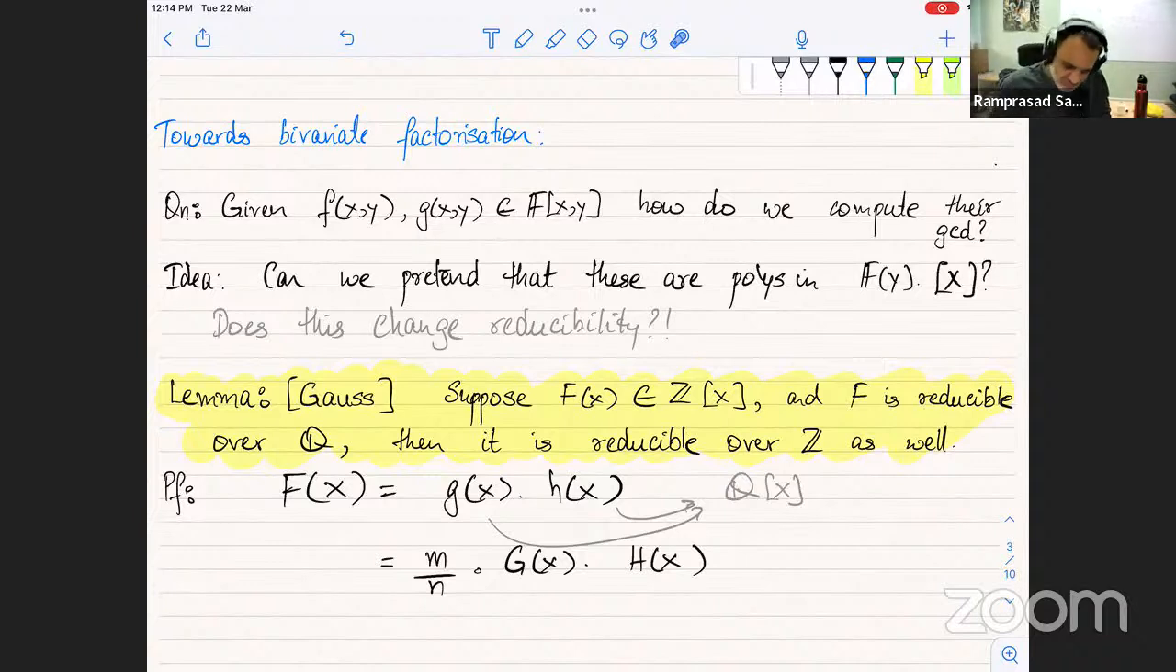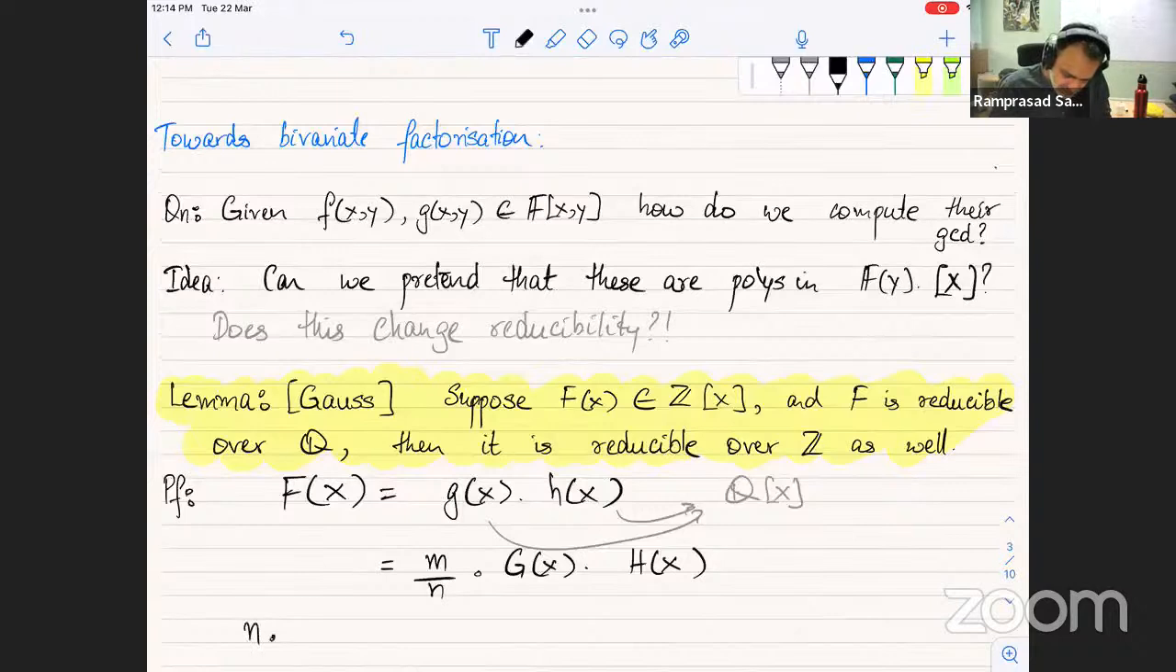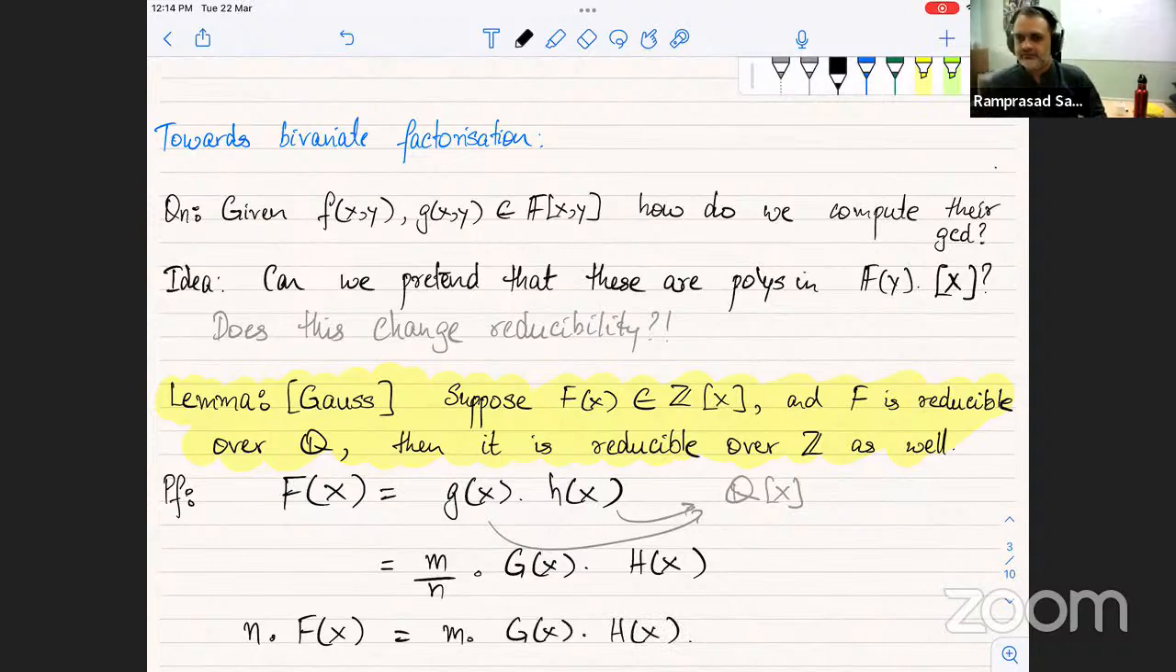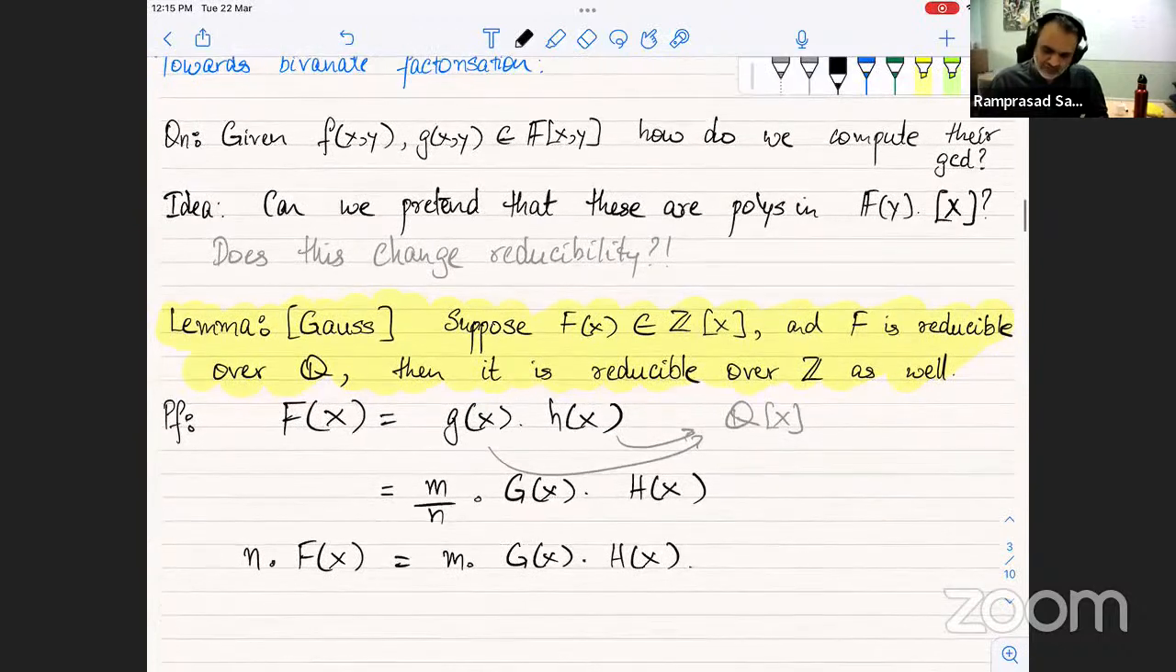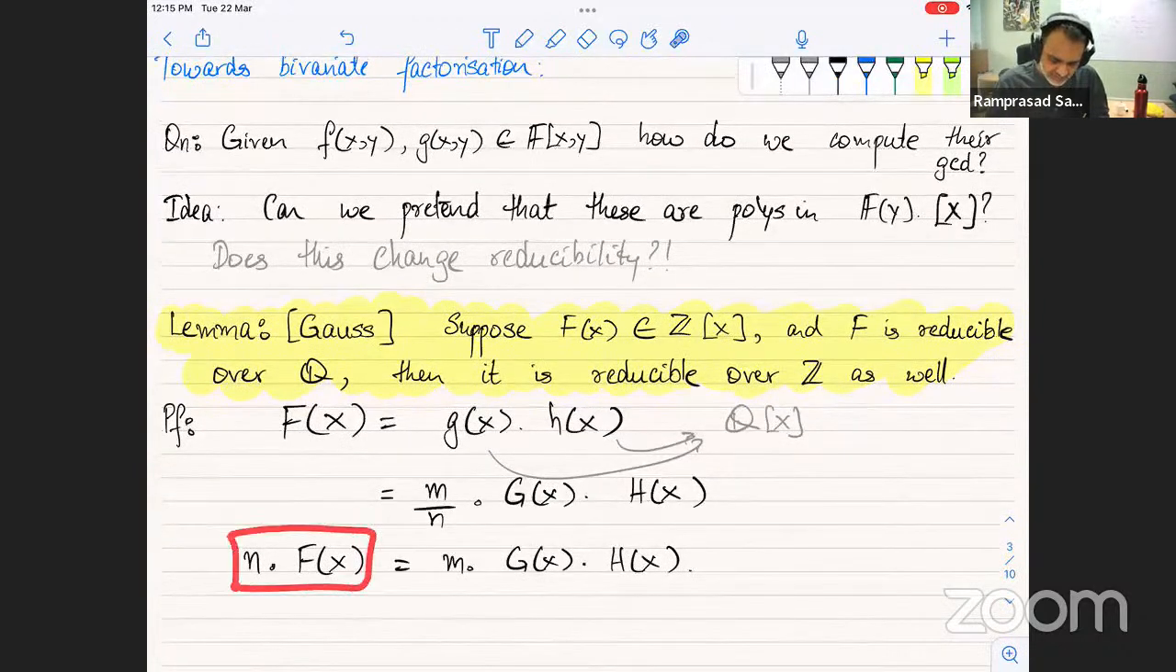Okay, now why is that true? So let's just do the following. This can be written as n times capital F of x equals m times g of x times h of x. Okay, now I somehow want to argue. Now notice that on the left hand side, capital F of x only had integer coefficients. Therefore, all the coefficients of capital F of x are all divisible by n right now. I mean, in the left hand side currently, because they've been multiplied by n. So every coefficient there is actually divisible by n.